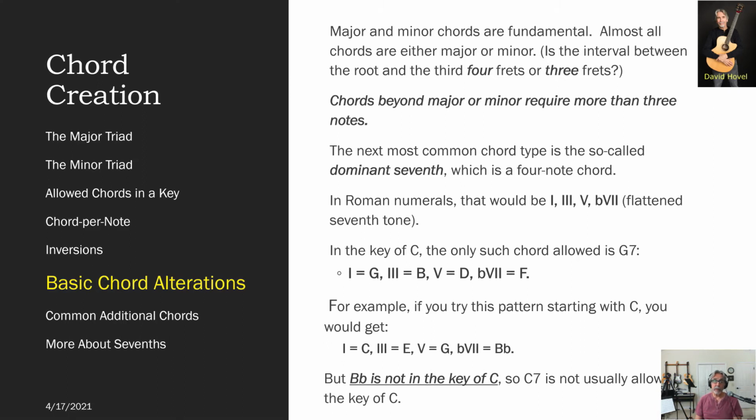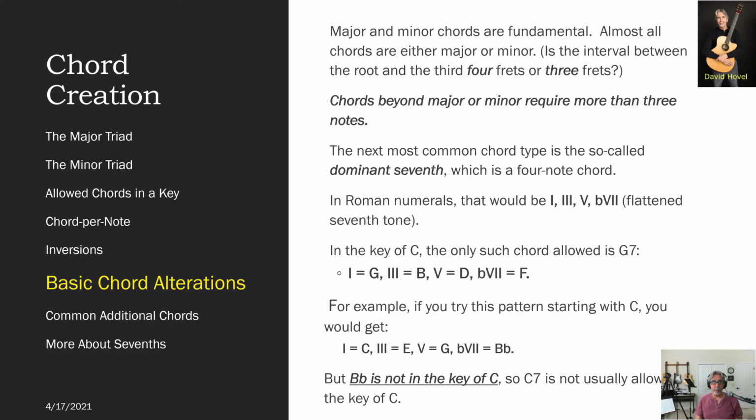In the key of C, there's only one chord you can play that has that pattern and all of its notes go into the key of C's pattern, and that is G7. That's G, B, D, and F. There is no other seventh chord that will do that. For example, if you started with C, you would get C, E, G, and B flat, but B flat's not in C. So C7 is not usually allowed in the key of C. Do you see it sometimes? Sure you do. It's there for color. But most of the time, it's not that common.